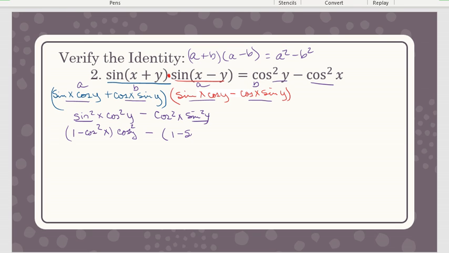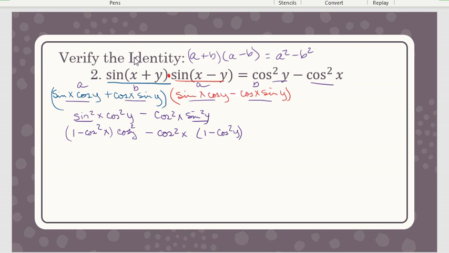That's not the one I want to do. Oopsies. Let's get this taken care of. All right. I think this is what I want to do. Cosine squared x times 1 minus cosine squared y.